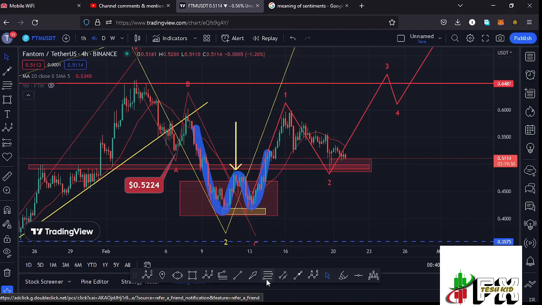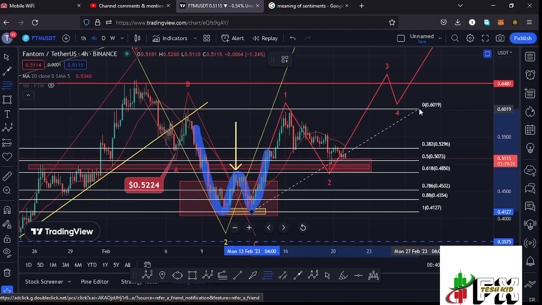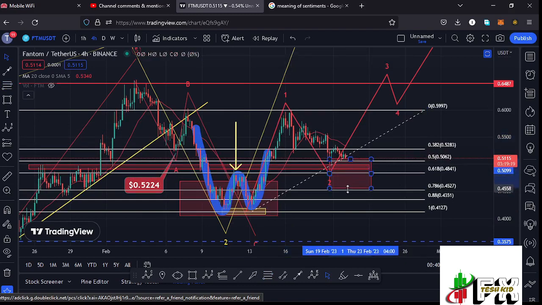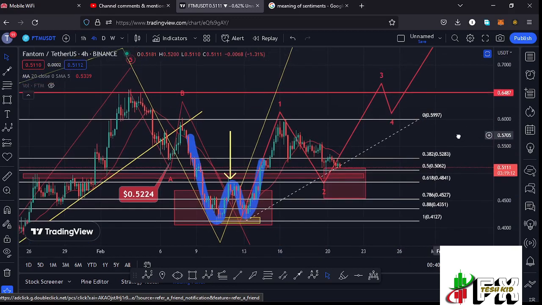And in case we lose the fib level 0.5, then we can extend our target area back to the fib level 0.78, which is at around the $0.45 to $0.47 mark. So that is the minimum that we can expect Fantom to do and continue holding within for us to expect that massive bounce to the upside in the formation of that wave 3.